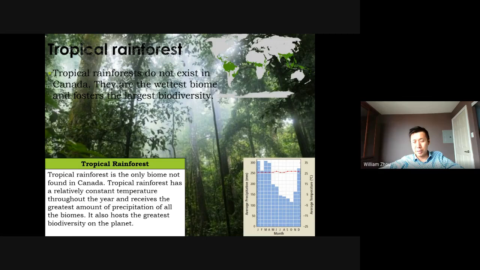Lots of tree burning in Indonesia to make farmland to basically grow palm oil. Anyway, that's the tropical rainforest. Massive amounts of rain, flat 25-degree temperature. That's probably one of the easiest ones, if not the easiest one to recognize. Like I learned that one first.